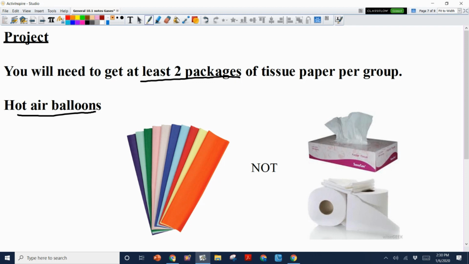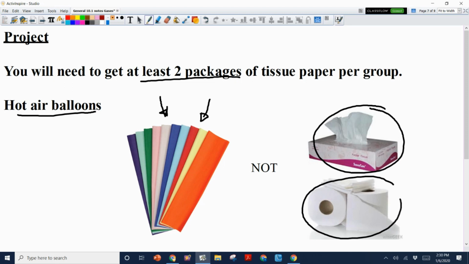So 2 packages. And when I talk about tissue paper, I'm talking about the tissue paper like this picture here that you use in gift bags. I am not talking about tissue paper that you blow your nose on or tissue paper otherwise called toilet paper. Okay, so we're only talking about the colored tissue paper that you put in gift bags. Bring that in tomorrow and you're going to get a power up for each one up to 2.